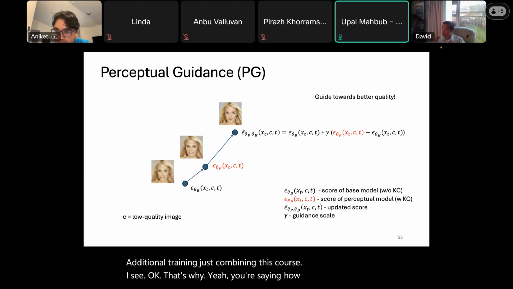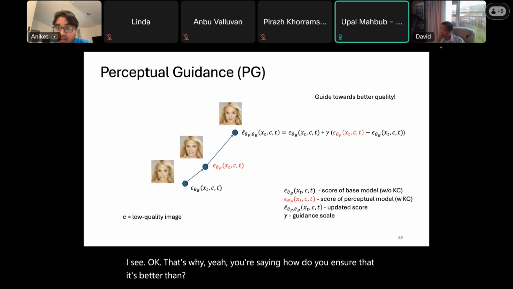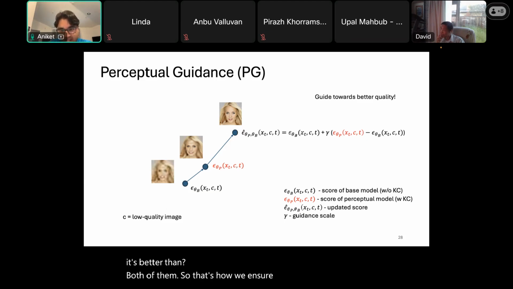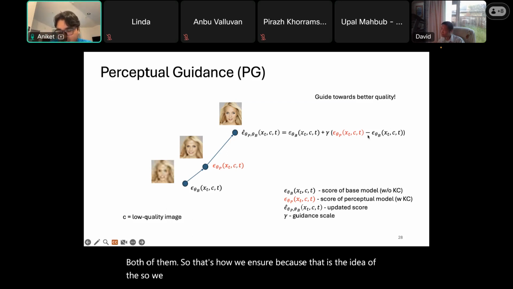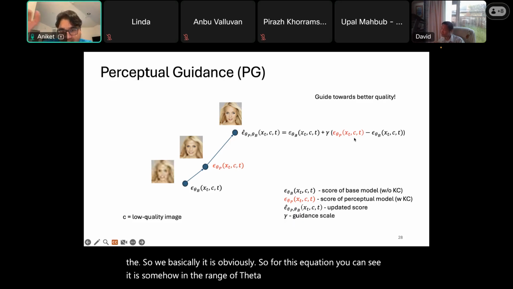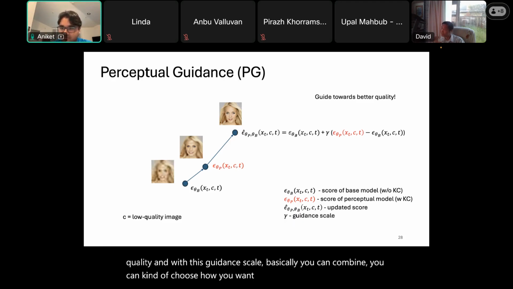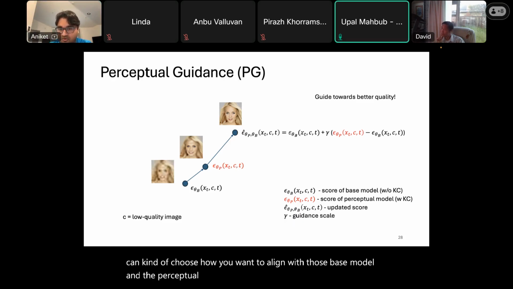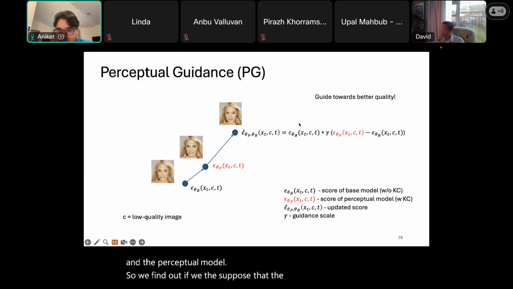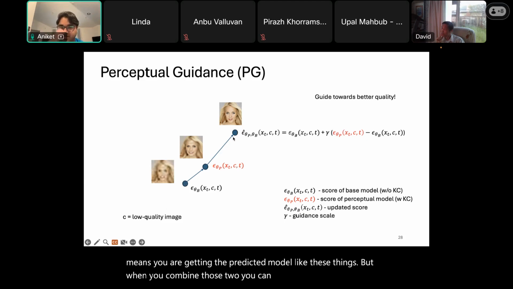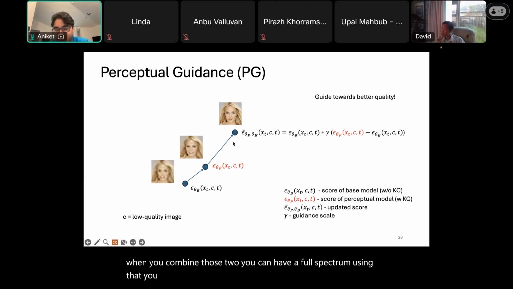How do you ensure that it's better than both of them? Yeah, so that's how we ensure, because for this equation you can see it is somehow in the range of theta b to theta p in this quality. With this guidance scale, you can choose how you want to align with the base model and the perceptual model. If the guidance scale is 0, you get only the base model, and if it is 1, you get the perceptual model. But when you combine those two, you can have a full spectrum. Using that, you can generate better quality images.